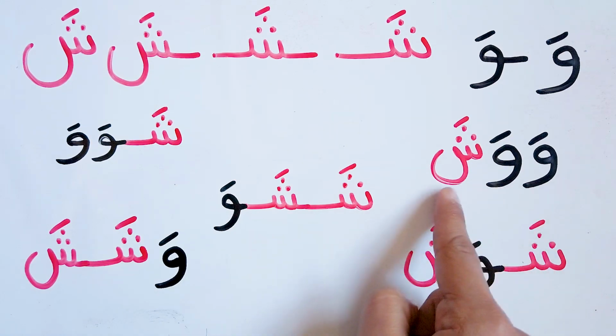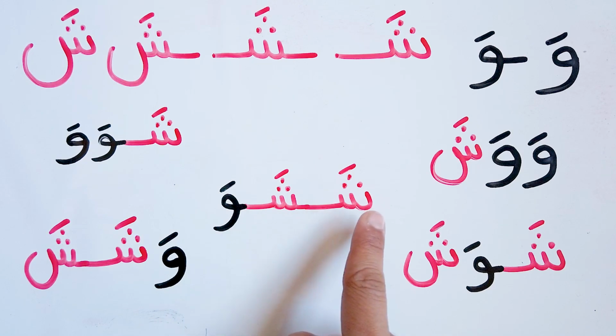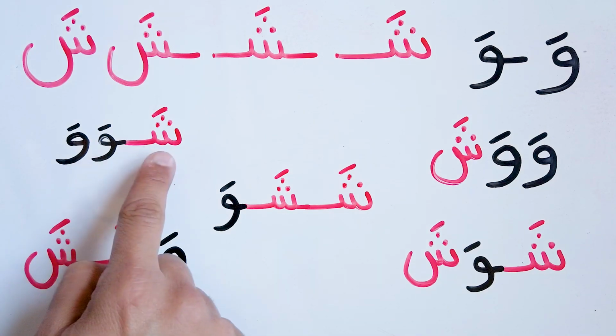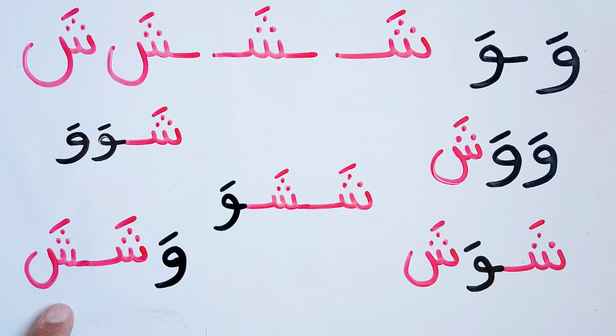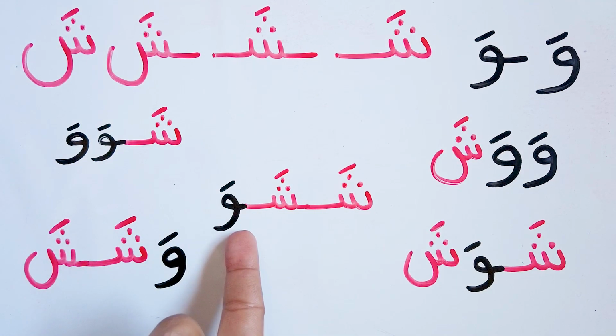Wawasha, wawasha. Shawasha, shawasha. Shashawa, shashawa. Shawawa, shawawa. Washasha, washasha. Based on the previous classes, you know why they got this shape. You know why wa in the end of the word looks like this and here it looks like this, right? So let's review together now.